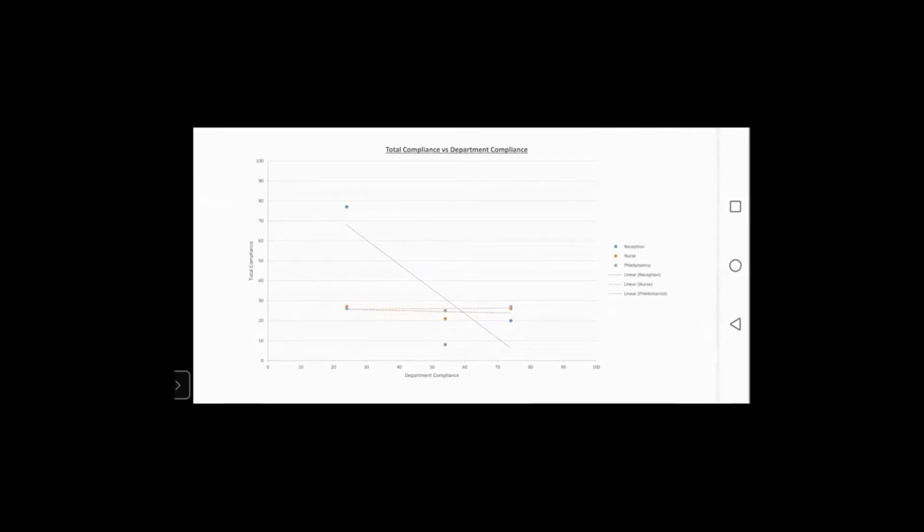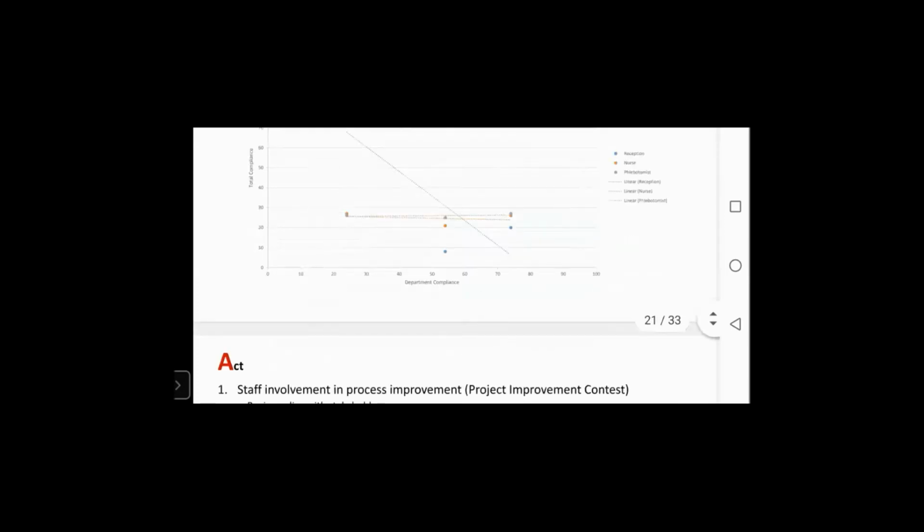So here, Safa put all of them together in one diagram, the three departments. So it shows the three scattered shapes. From your point of view, where was the largest percentage of relation between the total compliance and what? And the reception. Okay, excellent.